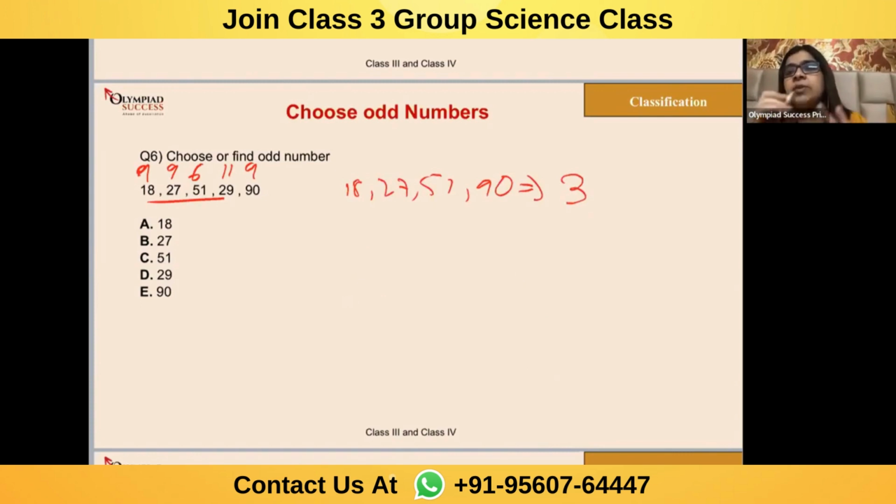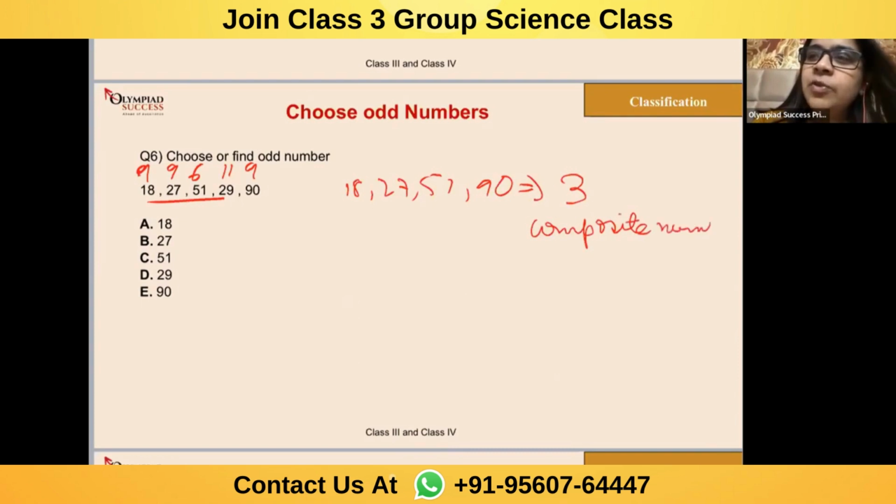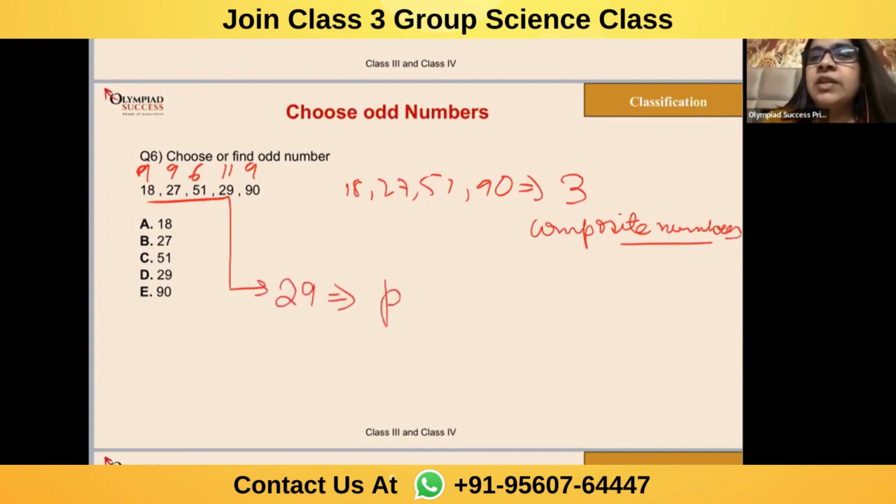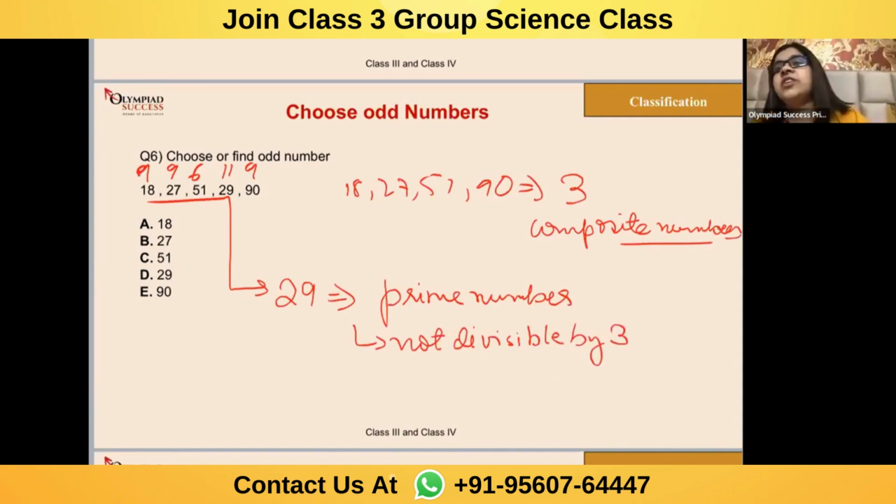And because they are divisible by 3, can we say that they are composite numbers also? Because they are divisible by more than 2 numbers. And if I consider 29, which is my answer, this is the odd one out because number one, it's a prime number. It cannot be divisible by other numbers. And secondly, it's not divisible by 3. Okay, Ayush, understood? Navya, understood?